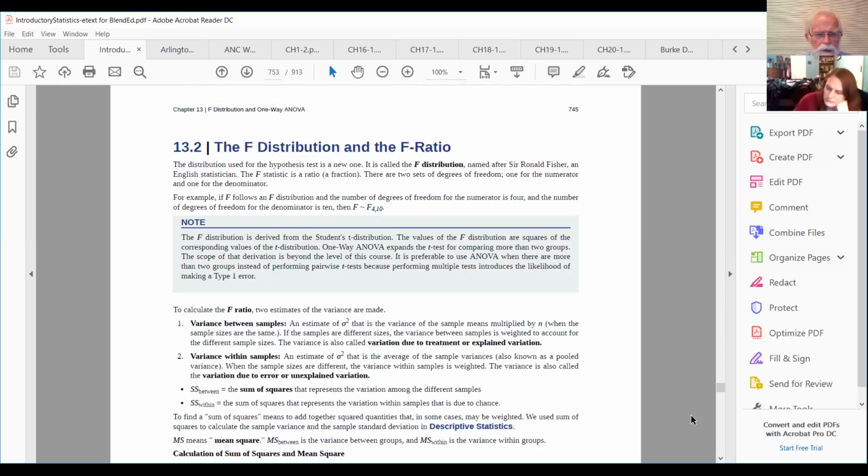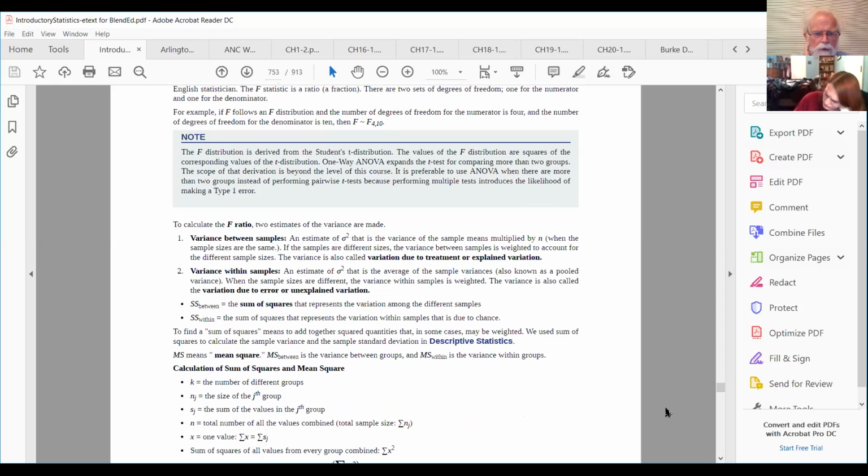But the F ratio is a fraction, and it really is a mathematical tool used by our statisticians. So two variance estimates are made, which is the variance between samples. Okay, so we have the variance between these samples, which we can weight if the sample sizes are significantly different as well. And then variance within samples, what we call pooled variance, which is to say that we pool the data from within our sample and base our calculations on that.